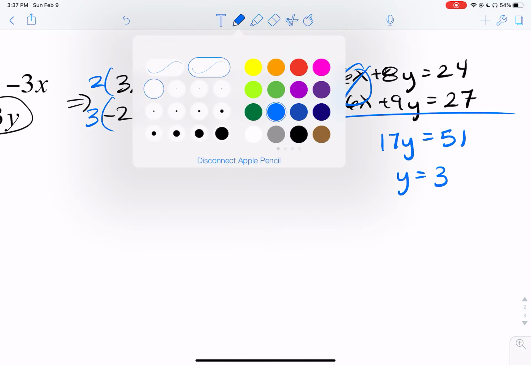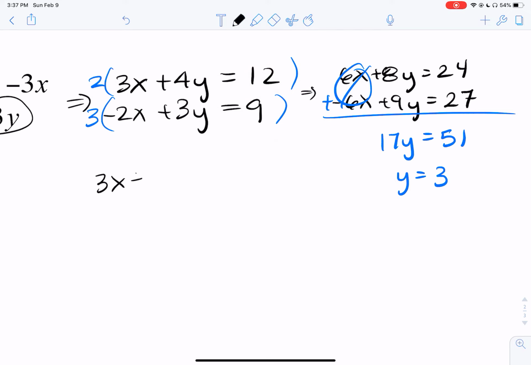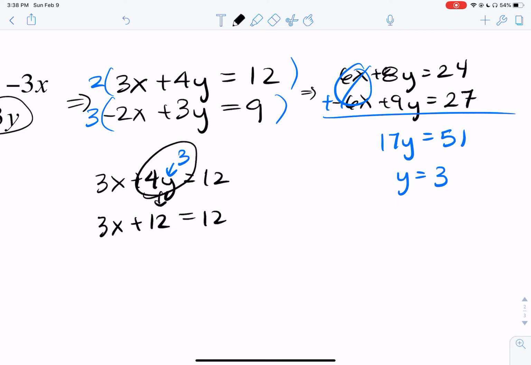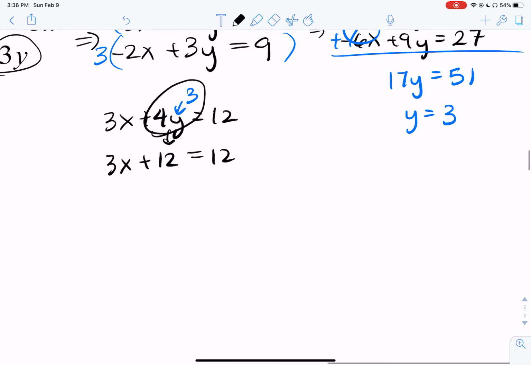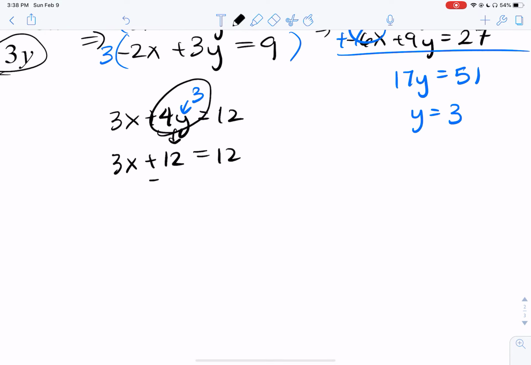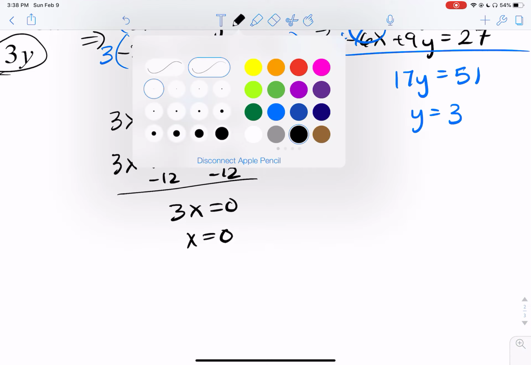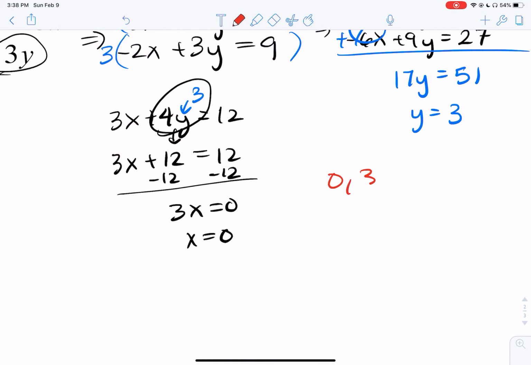Now, like usual, I'm going to pick the top equation. So 3x plus 4y is equal to 12. I'm going to plug in right there the number 3. So 3x plus 12 is equal to 12. 4 times 3, remember, is 12. What I'm doing there is just multiplying. I know I haven't said it in a while, but just to remind you, that's how I'm getting those numbers, multiplying those values. Now, when I subtract 12, I get again that 3x is equal to 0. So that means that x is 0. So 0, 3.